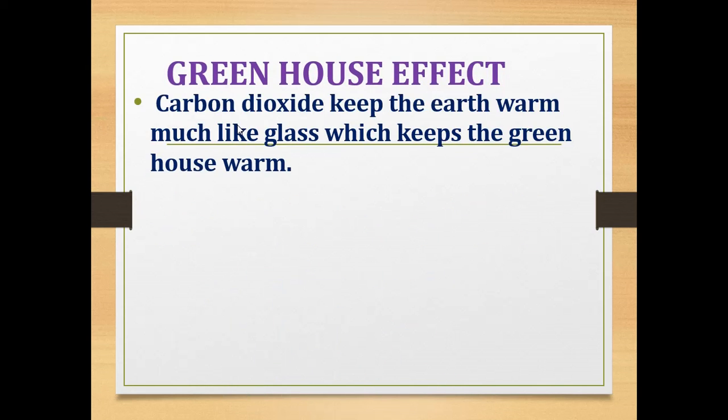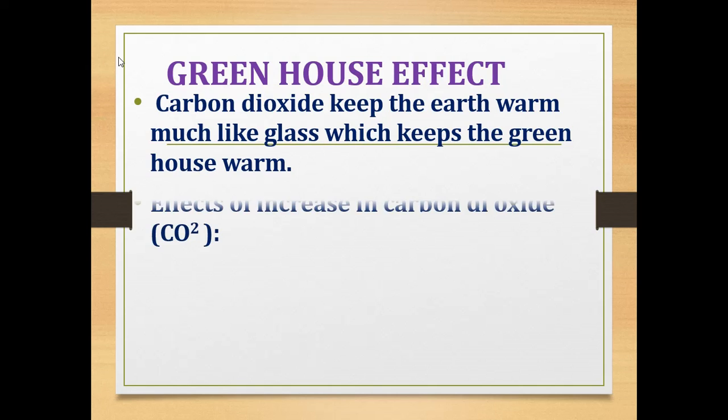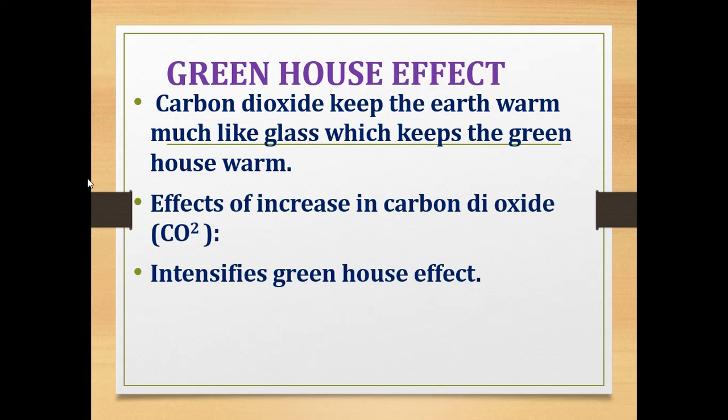Now, the greenhouse effect. Carbon dioxide keeps the earth warm, like glass, which keeps a greenhouse warm. How does the glass keep the greenhouse warm? In the same way, carbon dioxide keeps the earth warm. An increase in carbon dioxide intensifies the greenhouse effect. So due to the increase in carbon dioxide level, it leads to the greenhouse effect, that means heating of the earth. It will increase the temperature of the earth, which leads to global warming.